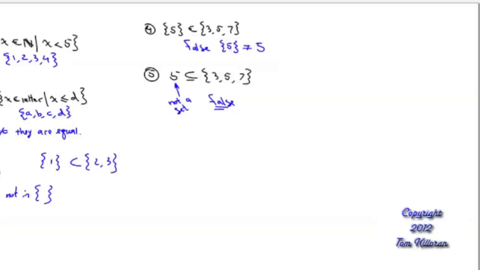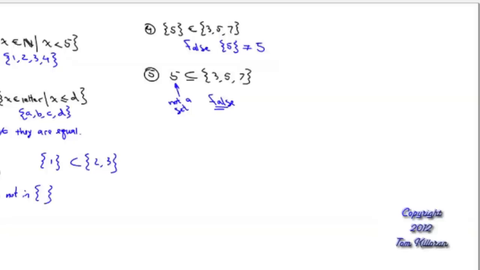Like up here at number 4, with the 5 right here in the first set. Like this one right here? Yeah. Do not read that as 5. That is the set of 5. That's important that you read it as the set of 5, because if you just read it as 5, then that statement is true. Okay, the set of 5.